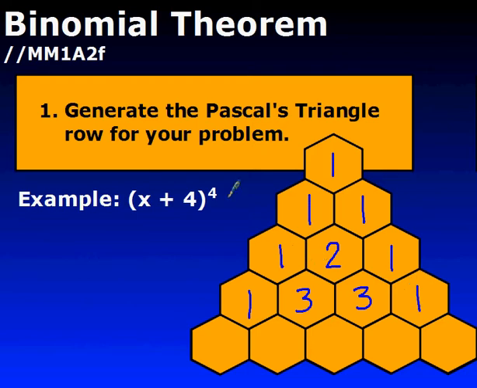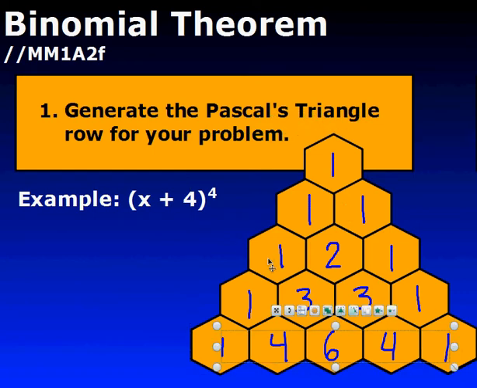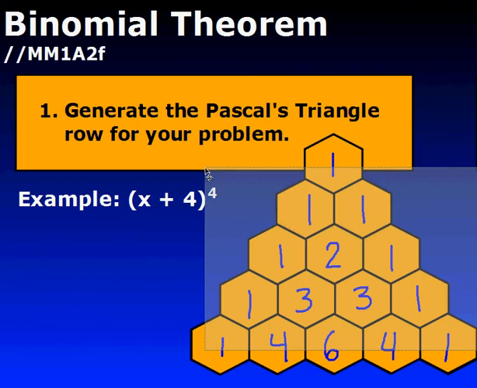I need to go down until I get to the 4th row. This row at the top is row 0, so 0, 1, 2, 3. I need one more row. Okay, so step 1 is complete. I've generated Pascal's triangle to the 4th row, and we'll just take those values and slide the rest of the triangle out of the way.